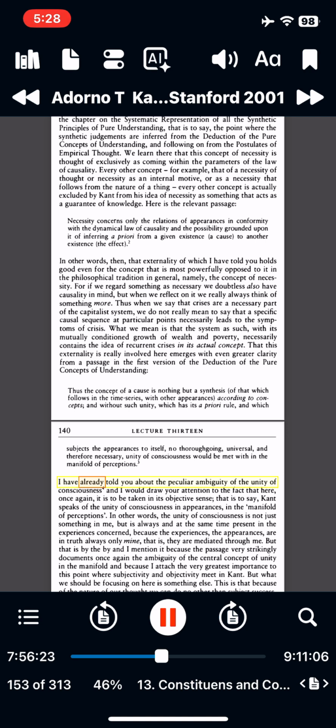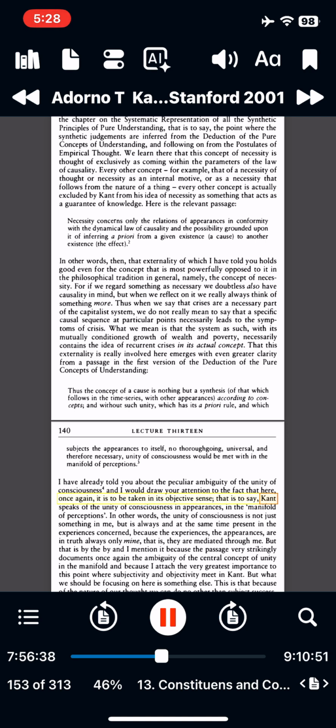Point 3. I have already told you about the peculiar ambiguity of the unity of consciousness. Point 4. And I would draw your attention to the fact that here, once again, it is to be taken in its objective sense.